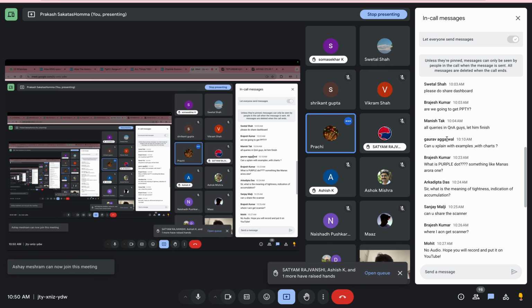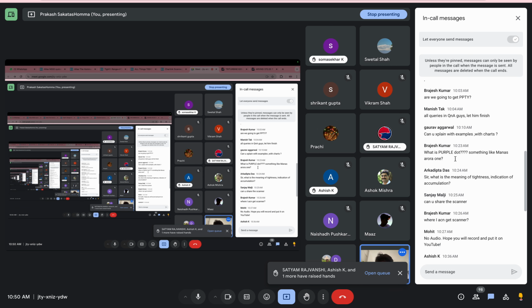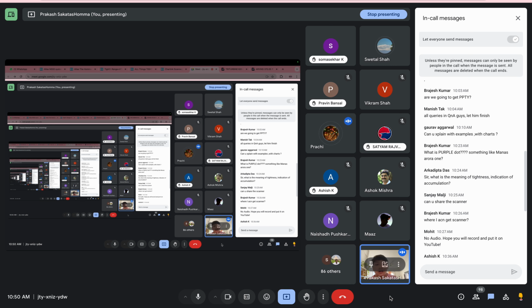Can you explain with examples chart? Yes, I think I've done that. What is purple dot? No, it's not Manas's purple dot. My purple dot is BBB, which is buy before breakout, which basically tells you the subtle indication of buying coming in even when the stock is not broken out inside the base. Sometimes it's helpful. So what's the meaning of tightness?